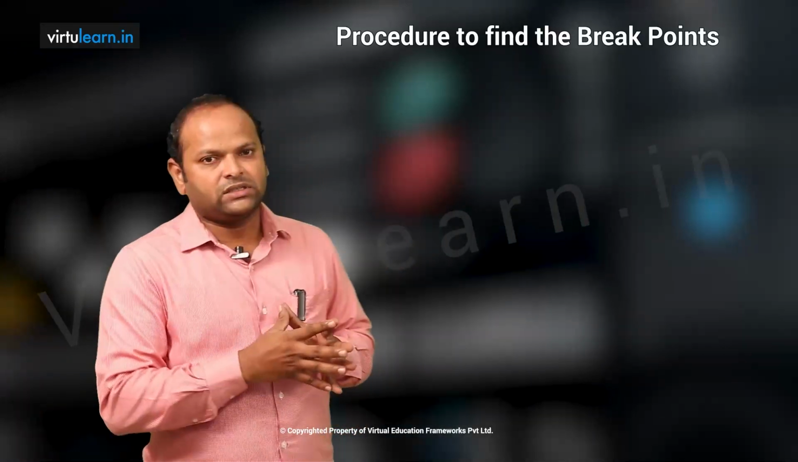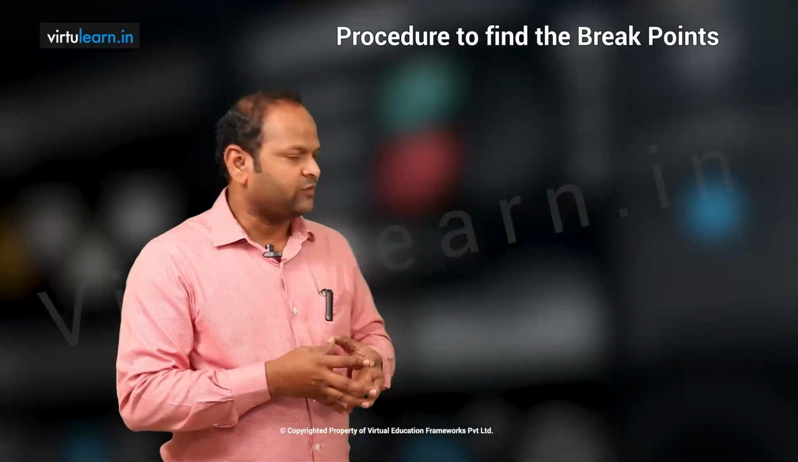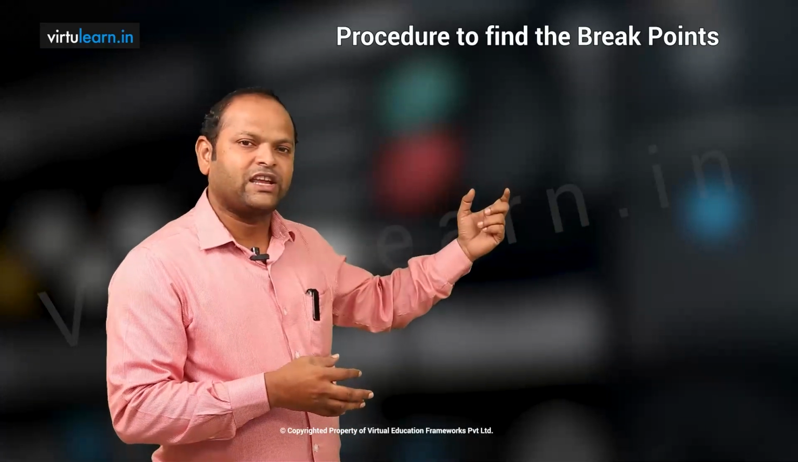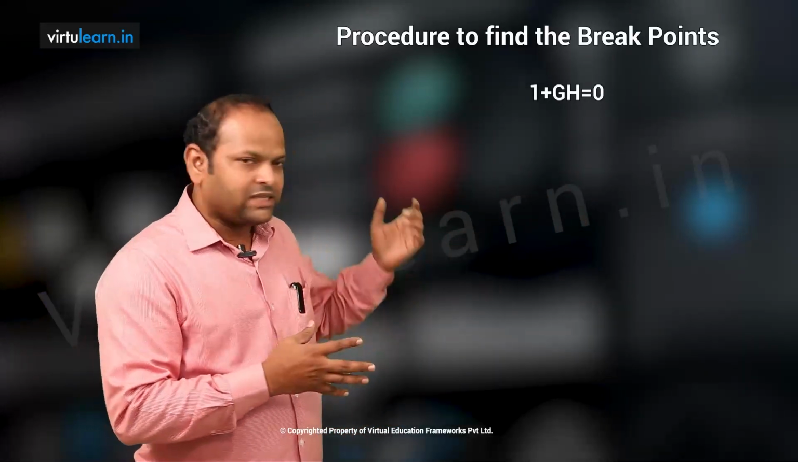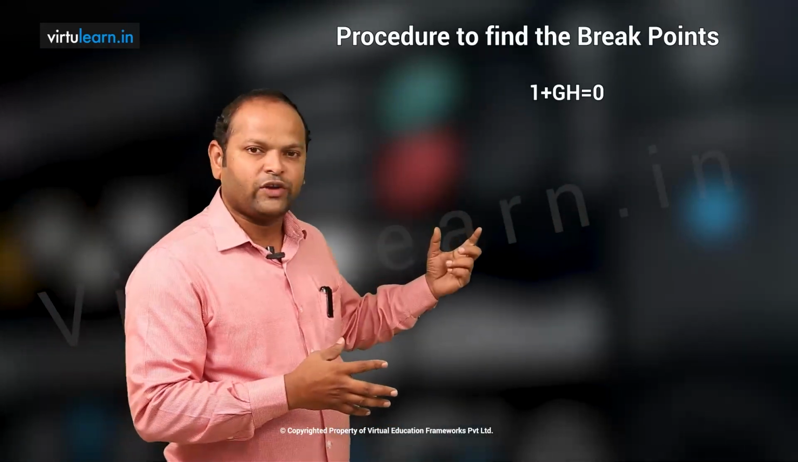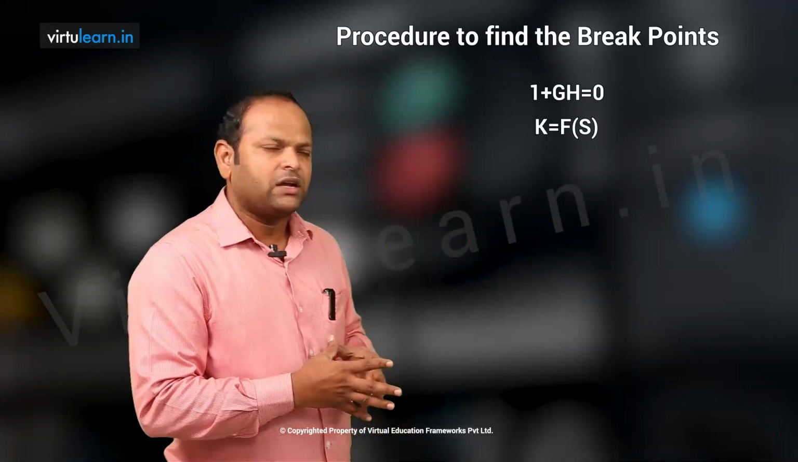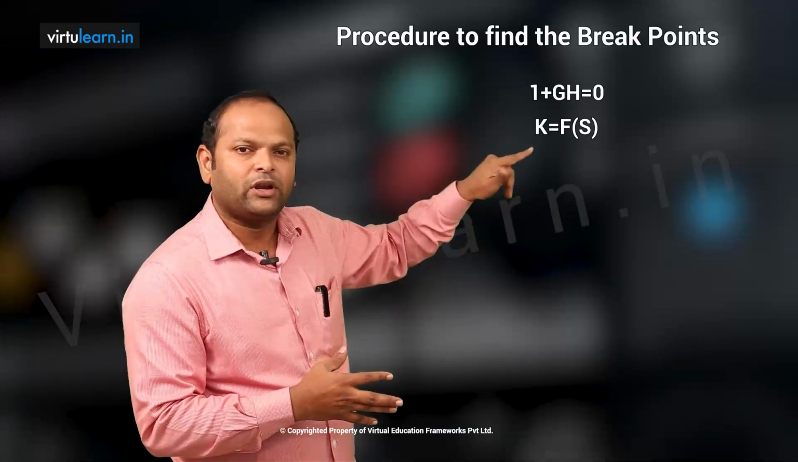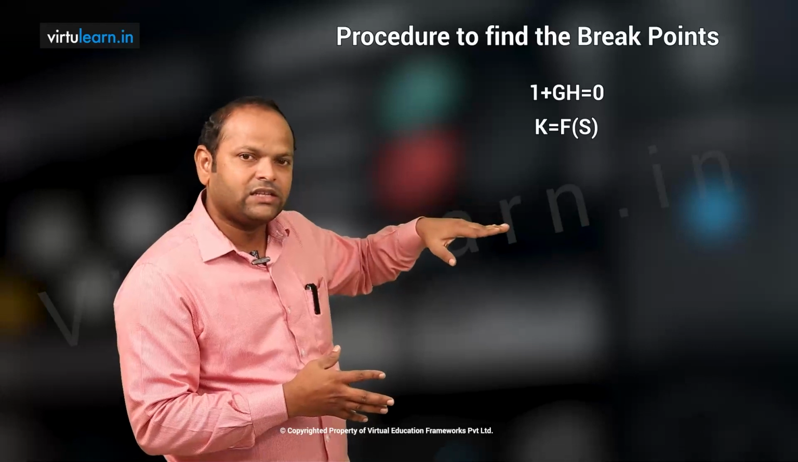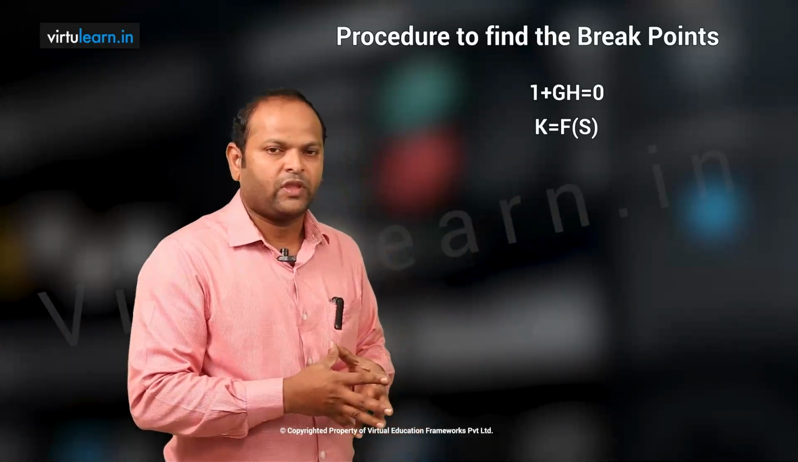Look at the first step. We already have the open loop transfer function. Therefore, write the characteristic equation 1 plus G(s)H(s) equals 0. In the second step, rewrite the equation in the form K equals f(s), because in G(s)H(s) there is a variable K. So from 1 plus G(s)H(s) equals 0, we write K equals f(s).